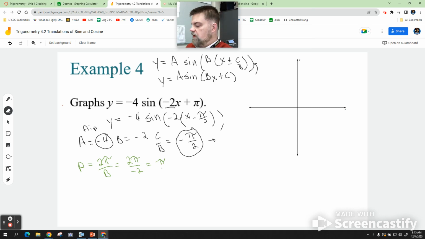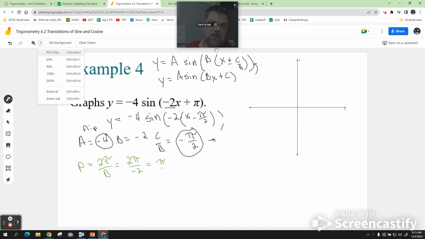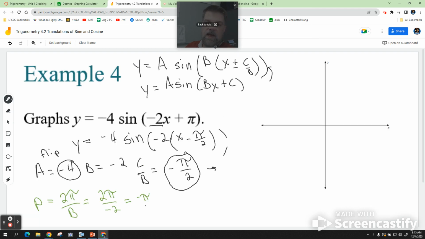All right, so if we look at this one, remember that we want to make it look like y equals a sine of b of x plus or minus c over b. It's written in y equals a sine of bx plus c. And so the easy thing to do is identify what b is. All right, so b is this negative 2.